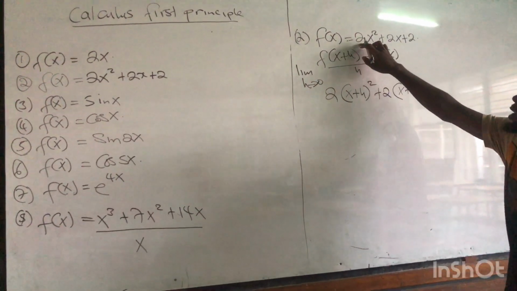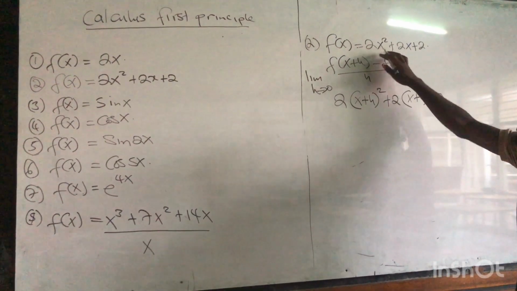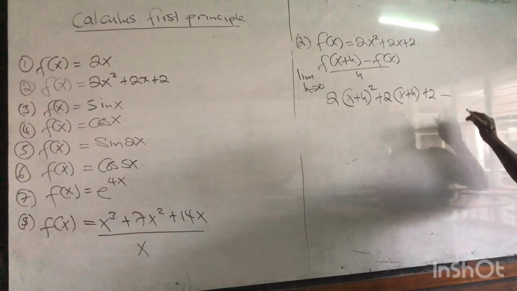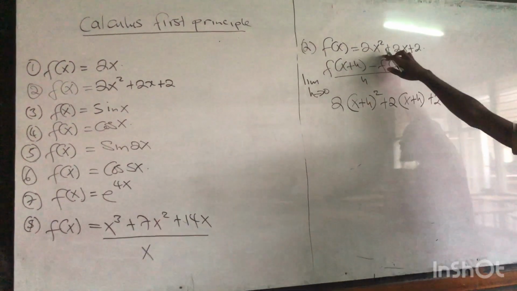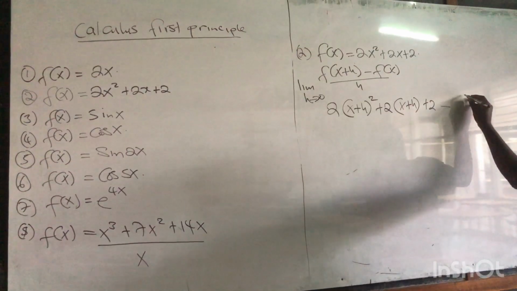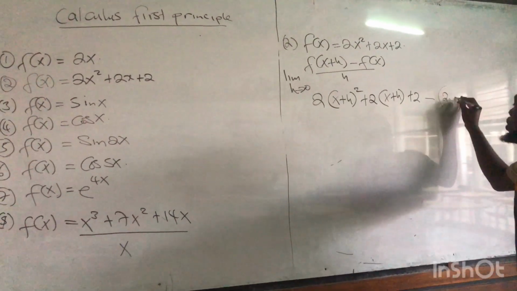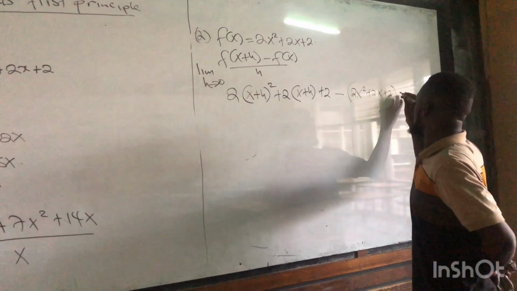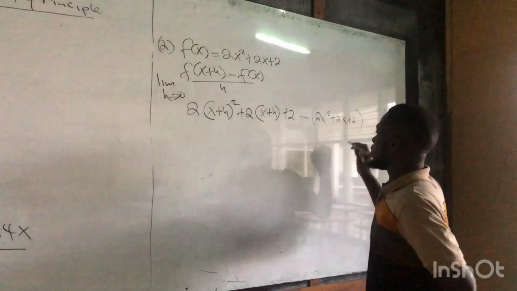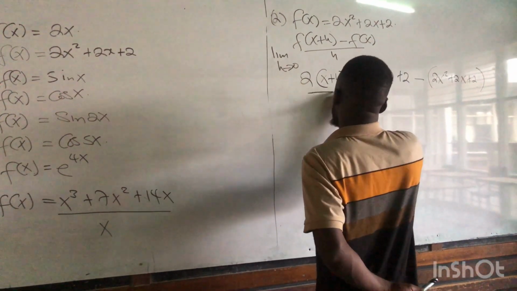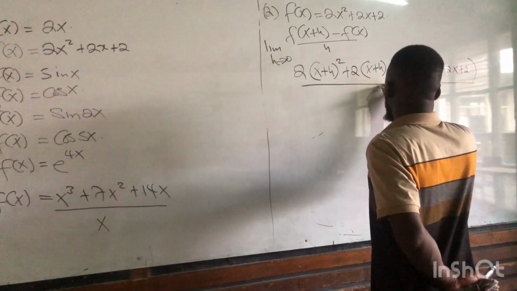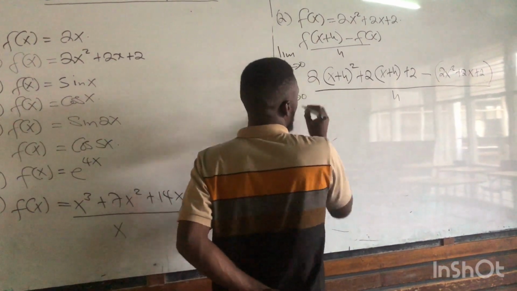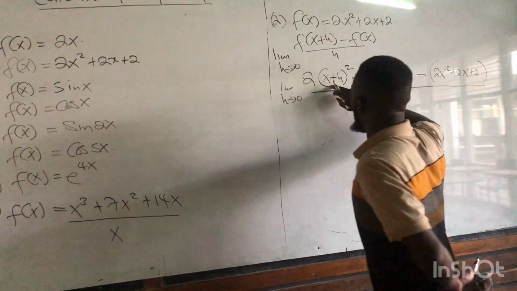Whenever we see x on this original equation, we put x plus h. Then minus f of x means you put the original equation. But here the trick is you don't just take this original equation the way it is. You need to open a bracket first, then 2x squared plus 2x plus 2, then you close. Everything over h, and again limit as h approaches 0.